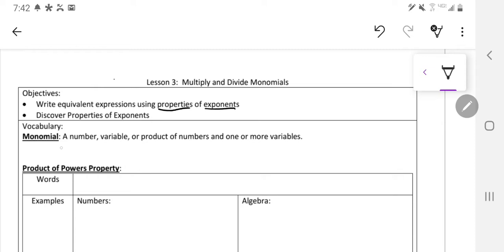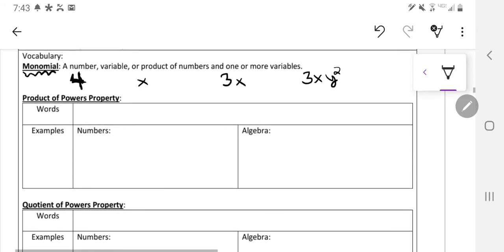Our only vocab word is monomial today. A monomial is a number or variable or a product of numbers and variables. So I'll give you some examples. 4, just the number 4, sitting all by itself, that would be a monomial. X by itself, monomial. Or we can have a product, that means multiplication, of a number and a variable, or a number and one or more than one variables. Okay, so it could be something like this. All right, you could even put a little power up there. The key is only multiplication is allowed. Somewhat division, but mostly multiplication.